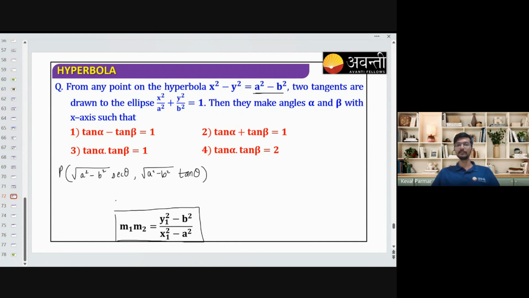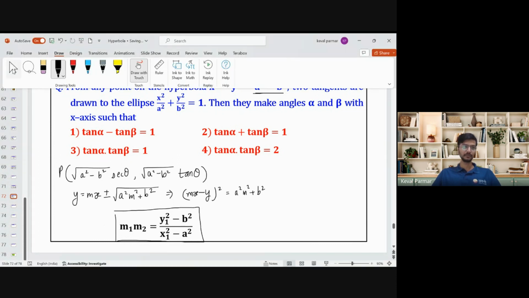Now from these points, tangents are drawn to the ellipse. And we know that equation of tangent to the ellipse in slope form is y equals to mx plus minus under root of a square m square plus b square. So if we simplify this, we get a quadratic equation that is (mx minus y) the whole square equals to a square m square plus b square. So let us derive this formula. Let us cancel out for now.